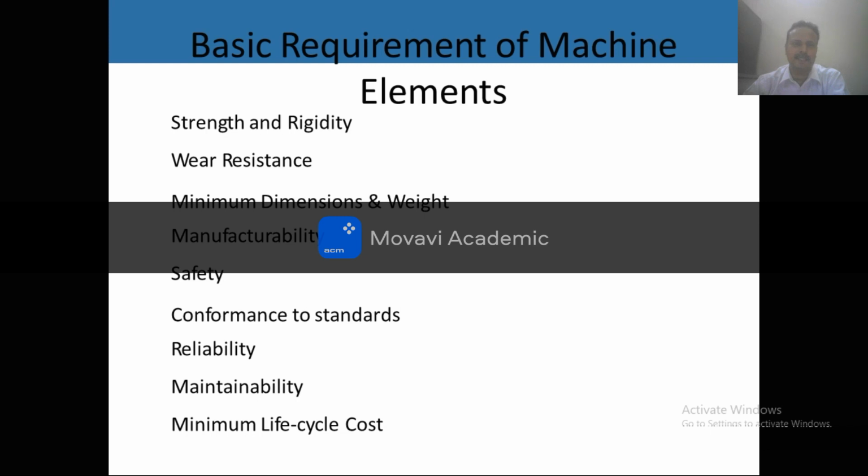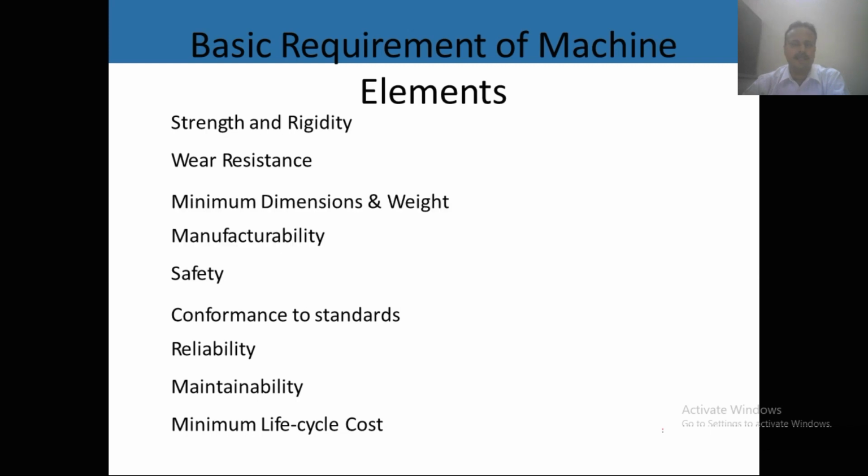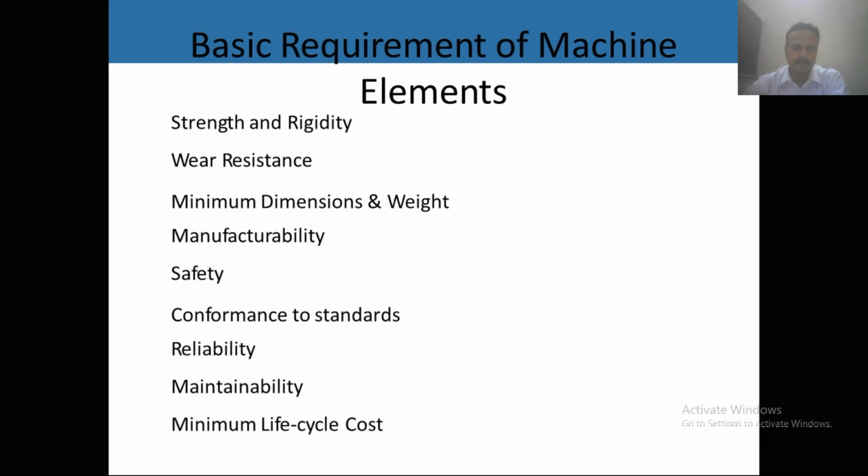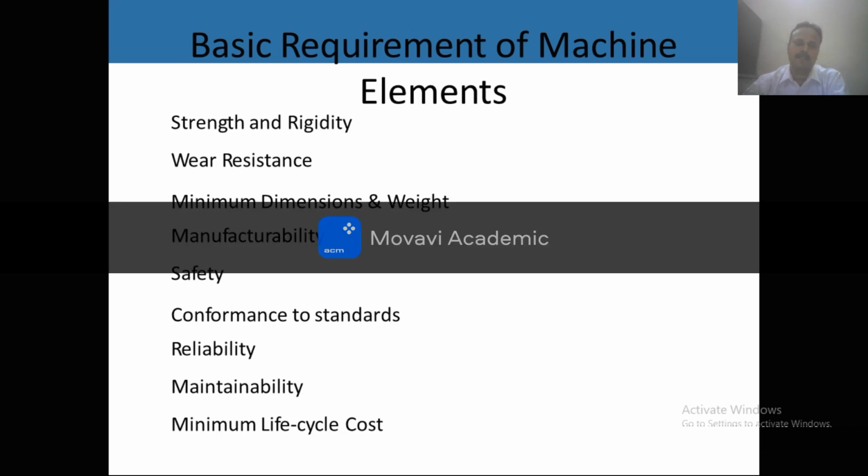One is strength and rigidity. Strength means how much stress the body can handle without failure. Rigidity means whether it buckles down due to a type of loading. Wear resistance provides you with the ability of a material to not go for abrasive, erosive or adhesive type of wear. The materials that we are designing should have minimum dimensions and weight, because dimensions and weight directly correspond to the cost of the material. So greater the dimensions, greater is the weight, greater is the cost of the material.